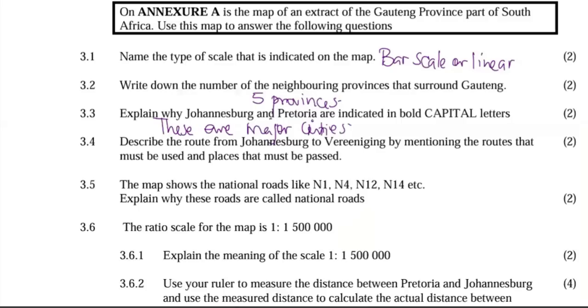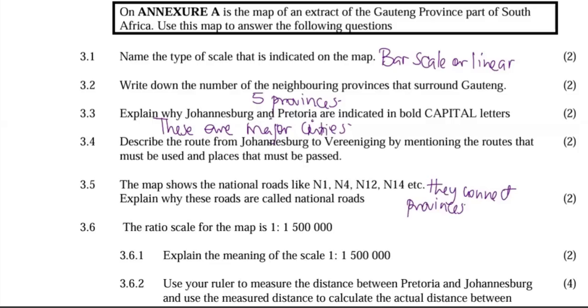You are describing. Anyway, let's look at this other one here. On the map, explain why these roads are called national roads. We say they connect provinces. They connect provinces. That's why they're called national.